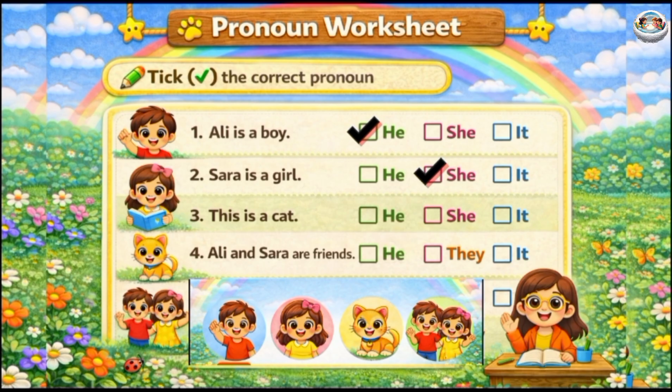Number 3. This is a cat. He, she, or it? Yes, it is a cat. Number 4. Ali and Sarah are friends. He, they, or it? Yes, they are friends.